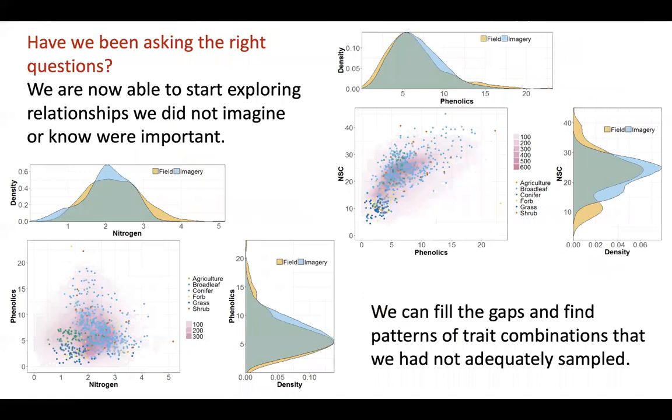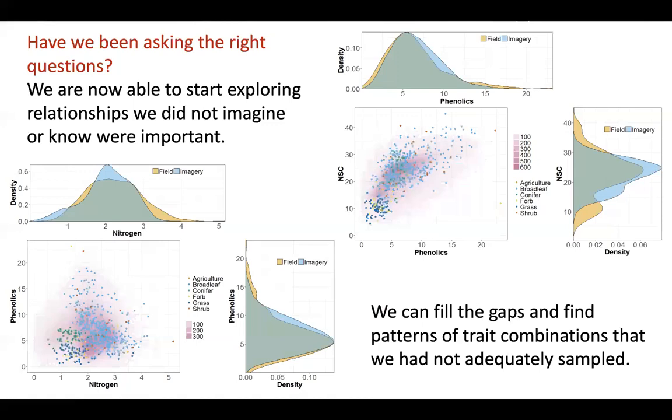People collect LMA and nitrogen data, and maybe chlorophyll, and maybe some seed size data and things like that, but they don't have the same thing everywhere. So we now can start to explore relationships that we didn't know were important because we now have the data to be able to do it. I'm thinking about things like non-structural carbohydrates and phenolics, which are both really important.